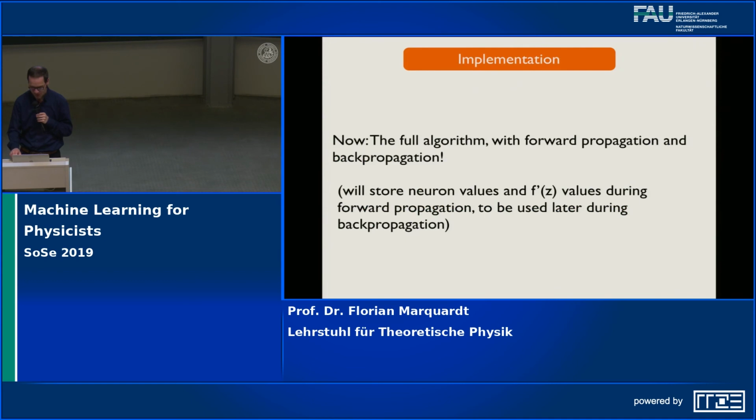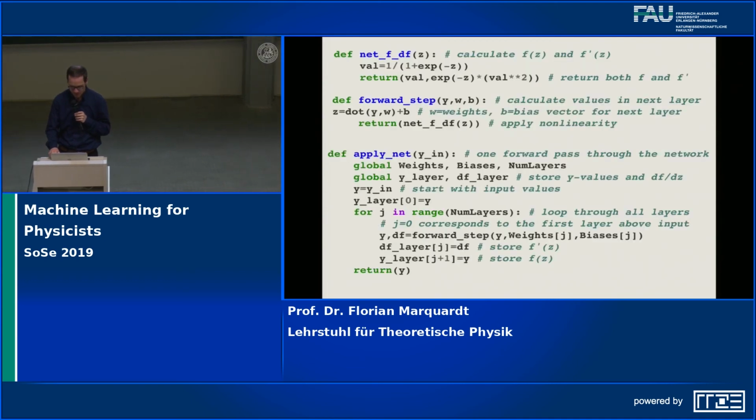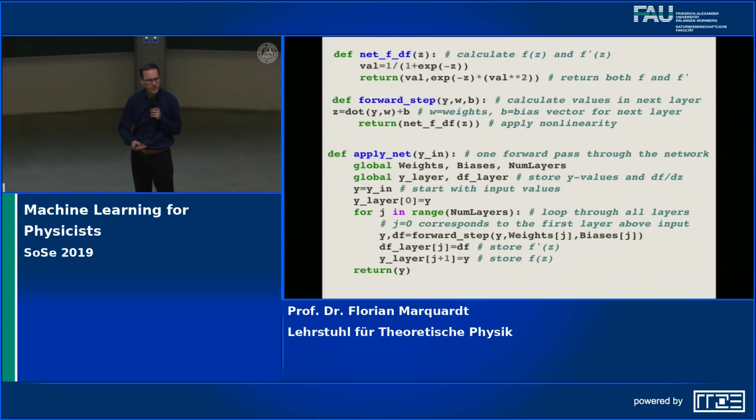And so now let's jump to the full algorithm. The point here is just to show you that the full algorithm for having a full arbitrary neural network, both forward propagation and backward propagation, basically fits on two slides. So that's the message here. You can find these slides also on the web, and we have a link to the code.